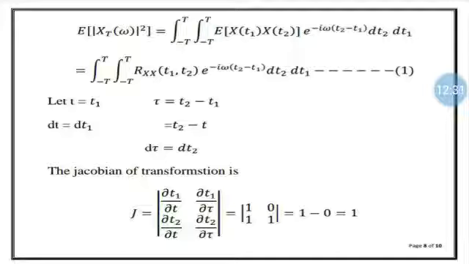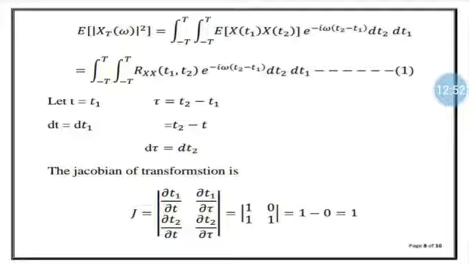Let t equal to t1. Differentiating this, dt equals dt1, and tau equals t2 minus t1. Substitute the t1 value as t. We get tau equal to t2 minus t. Differentiating this equation, we get d tau equal to dt2.